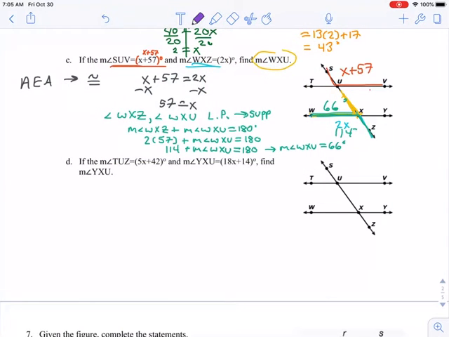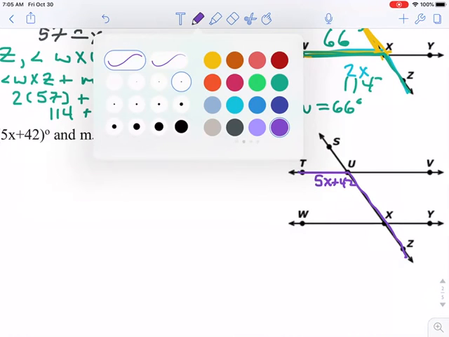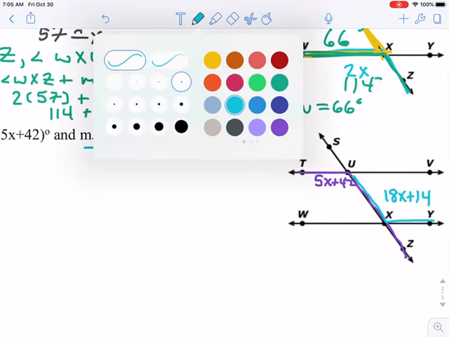TUZ will be this angle right here. So 5x plus 42. And then YXU is this one right here, 18x plus 14. So what do we got?